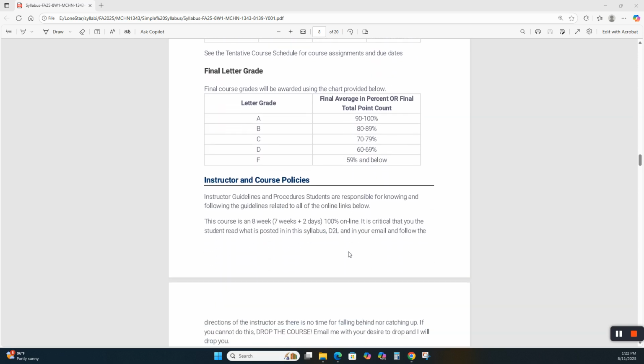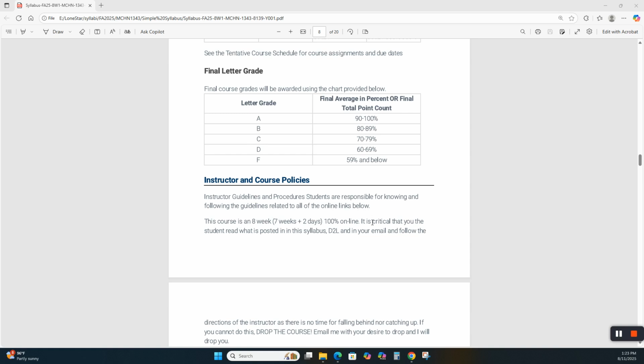Instructor course policies. These are my specific policies for this course. You are responsible for knowing and following the guidelines related to all the online links below. This course is an 8-week. Actually, it's only 7 weeks and 2 days.